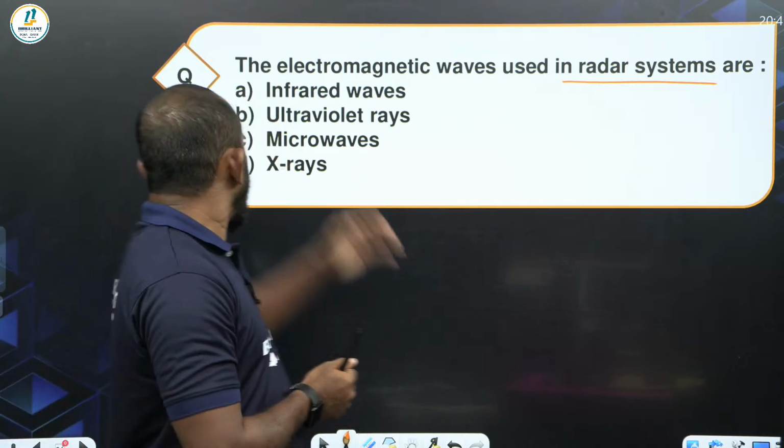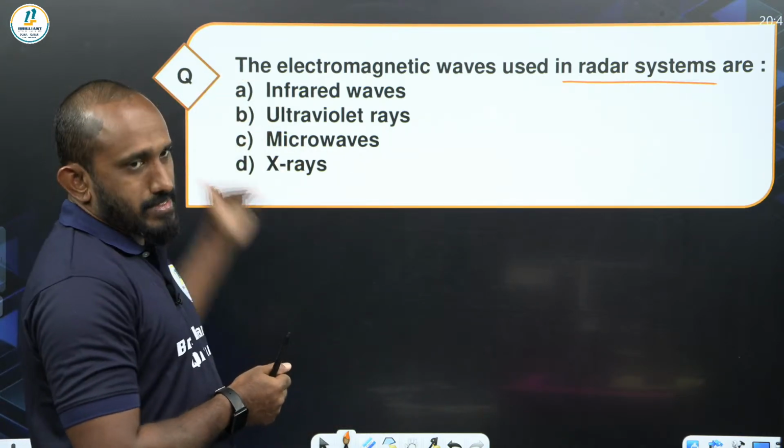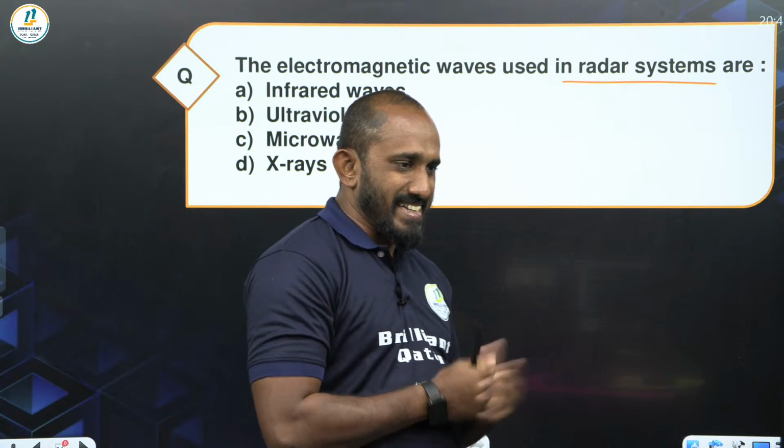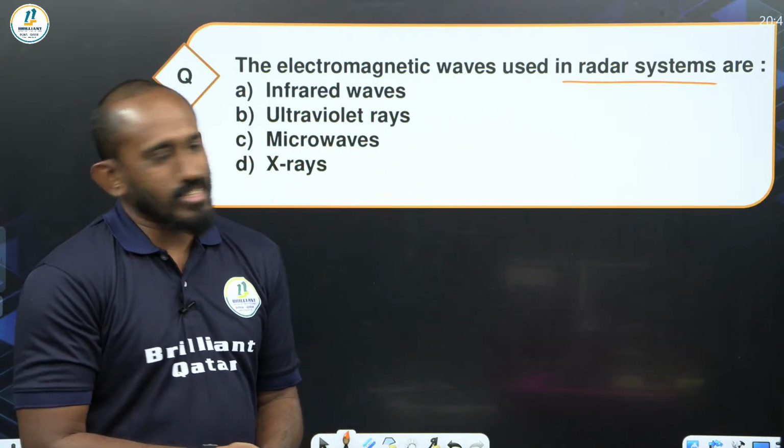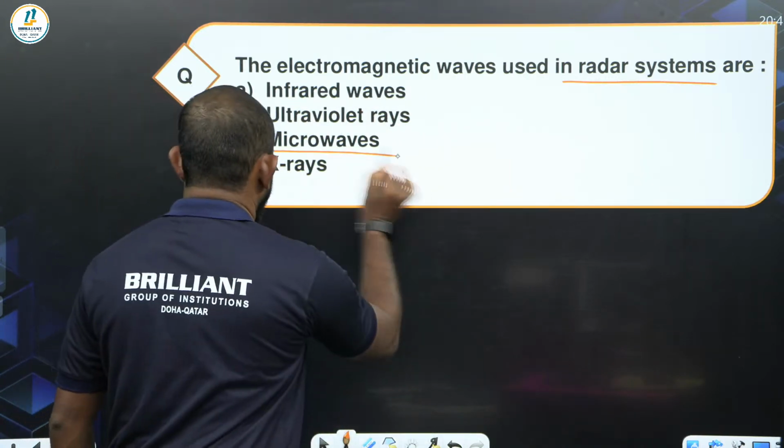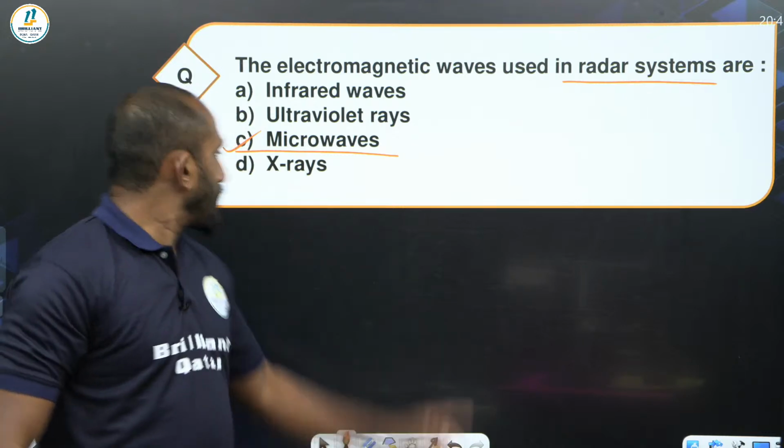What is it used by? Infrared waves, ultraviolet, microwave, X-rays. Correct answers. Direct options, a practical oriented question it is. Microwaves are used in radar. So may I ask one more question?